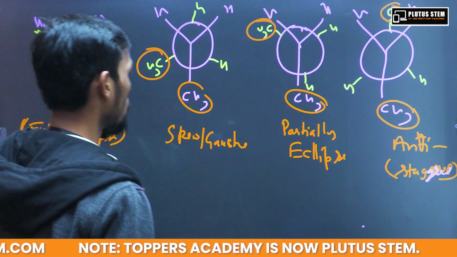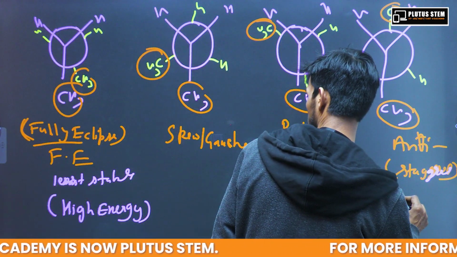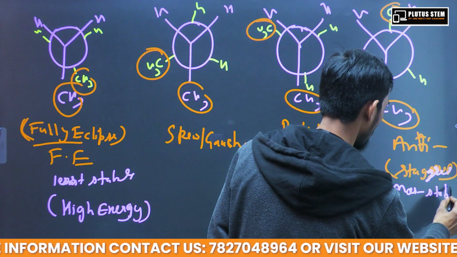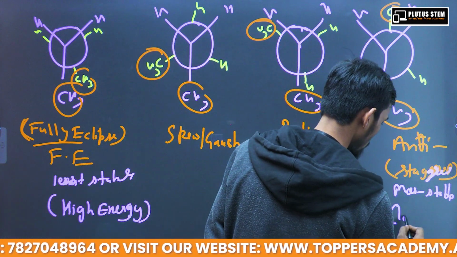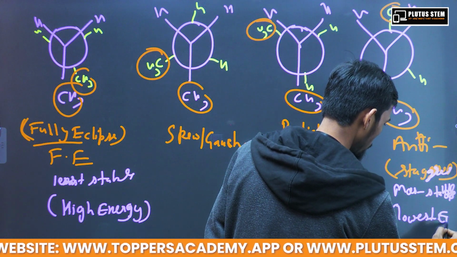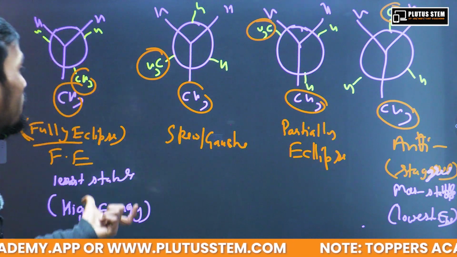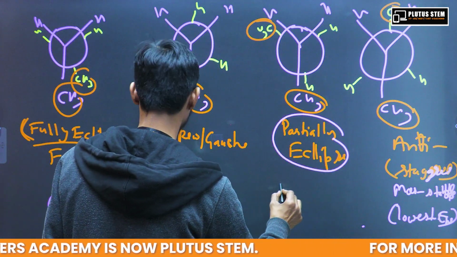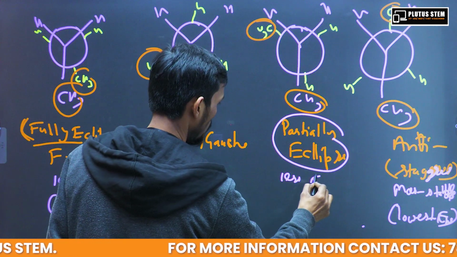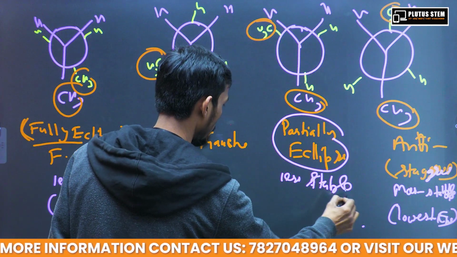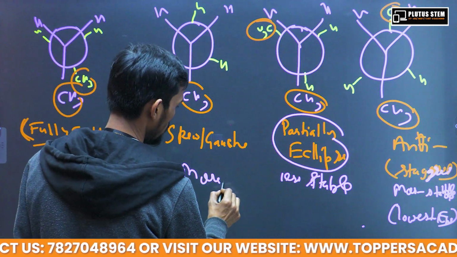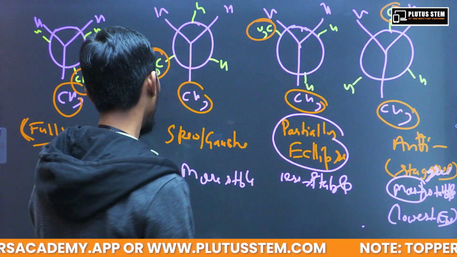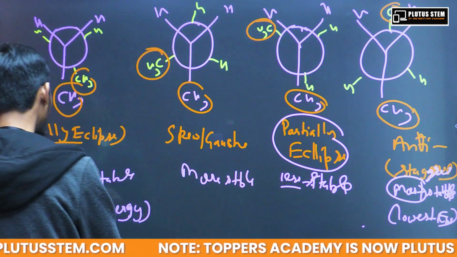This one is going to be the skew form, and this one is going to be the most stable, the one with the lowest energy. And these two are the intermediate ones, but if you compare, this partially eclipsed form has less energy, or you can say it is less stable, and this one is more stable, and this one is most stable. More stable and most stable, least stable and least stable.